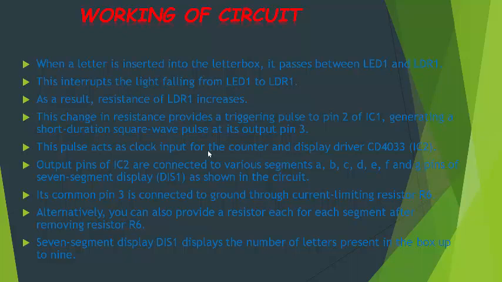Now the 7-segment display shows the number of letters present in the box up to 9. If you want to print more than 9, then you have to use two 7-segment displays, and for that we have to use two CD4026 ICs. So now we can see the working of the circuit.